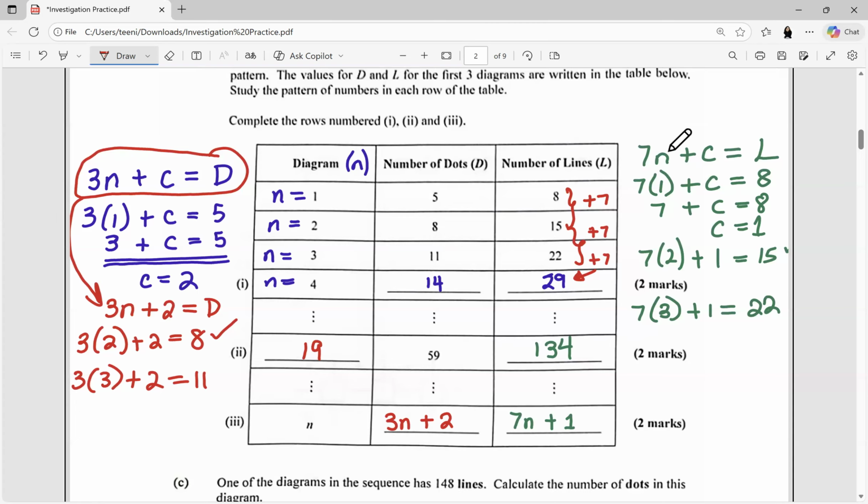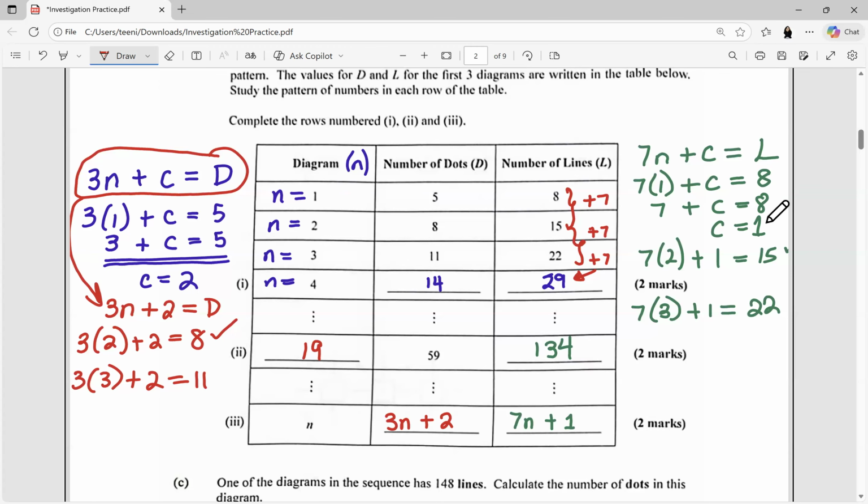So take the common difference and multiply that by the diagram number. So 7 times n plus, again, some value c will give me L, which is the number of lines. You take your values directly from the table, right? So when n is 1, when the diagram number is 1, 7 times 1 plus some value c will give me 8. So therefore, 7 plus c is equal to 8, since 7 times 1 is 7, right? And then c would be equal to 8 take away 7, which is 1.